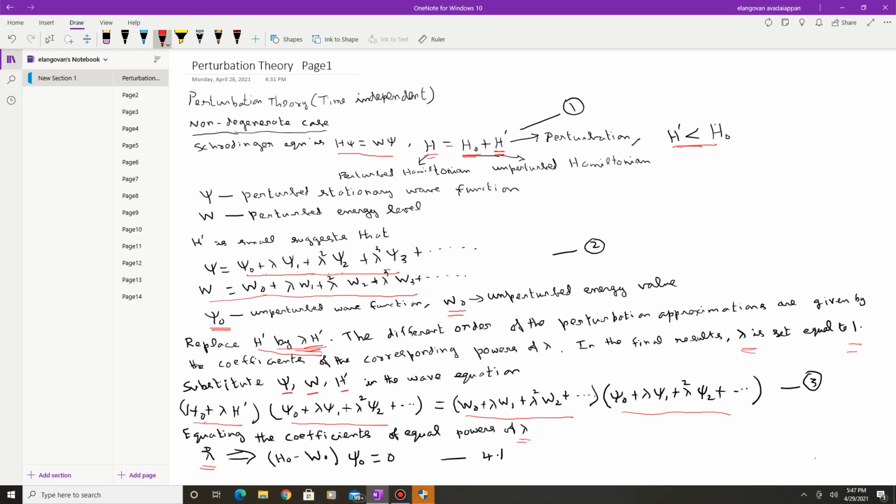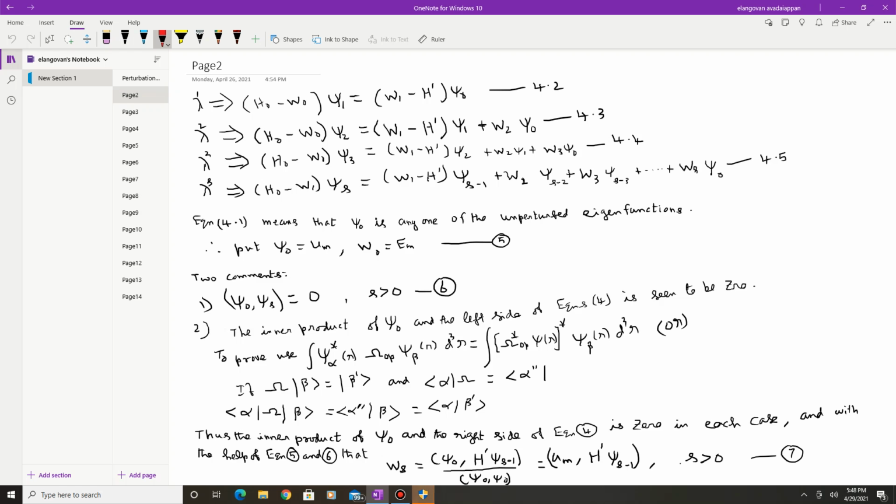Now let us equate equal powers of lambda. First we choose lambda power 0. We equate lambda power 0 on both sides of equation 3. We get H naught minus W naught psi naught is equal to 0. So this is equation 1 we are getting. Then if we equate lambda power 1 on both sides of that equation, we get H naught minus W naught psi 1 is equal to W1 minus H prime psi 0. So we are getting equation 2.